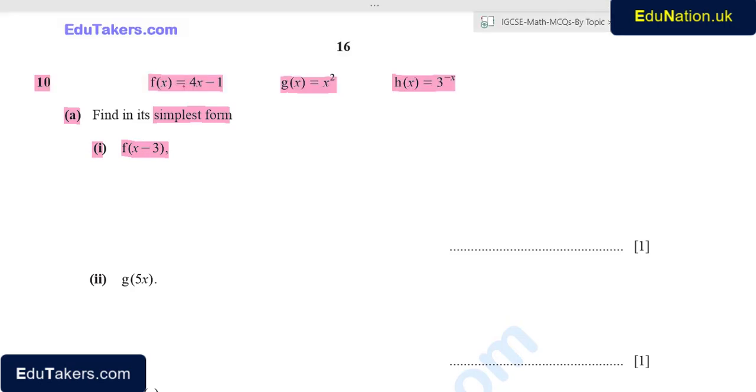f of x is 4x minus 1. We have to find f of x minus 3. So f of x minus 3 is equal to 4 into x minus 3, minus 1. Expanding the bracket, 4x minus 12 minus 1. Now simplifying it, 4x minus 13.